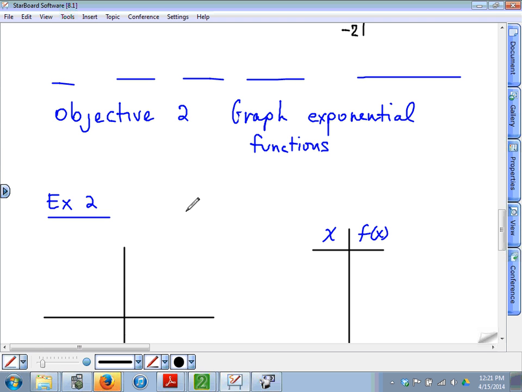This is actually the main point of the lesson right here. Take a sec, write that down.